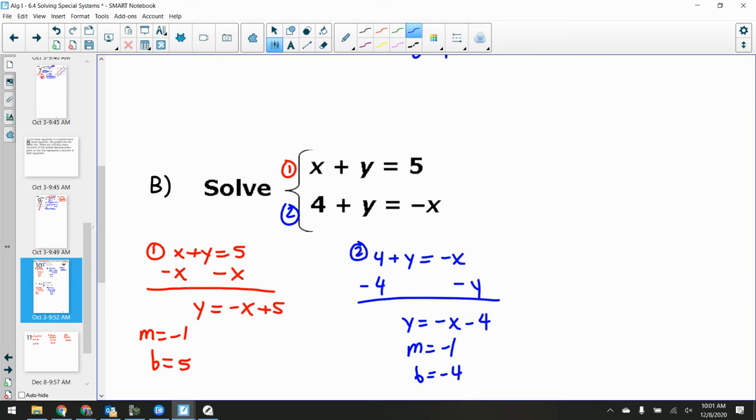Slopes are the same. Are the y-intercepts the same? No. The b-values are different. So what's that mean? No solution. These lines are parallel.